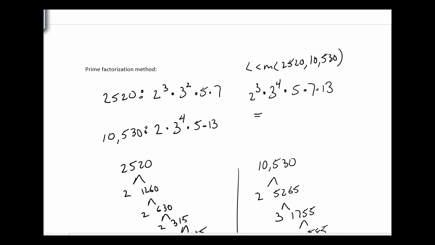And so at that point, I just multiply that out, and I don't think it's a bad idea at all to get a calculator out for something that large. And so if you hit the buttons in the calculator, you get 294,840 would be the least common multiple of those two numbers.